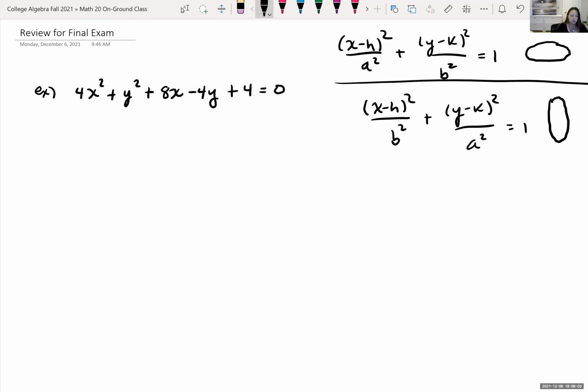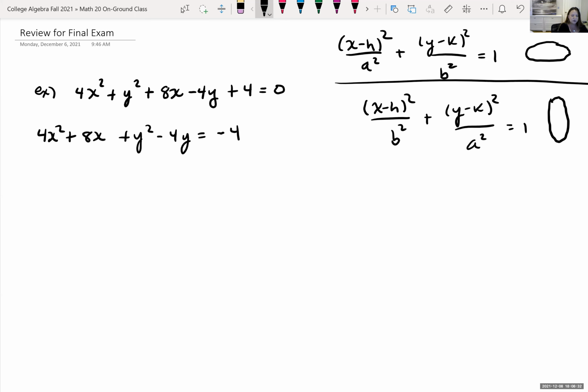So looking at this, let's regroup our x terms together, our y terms together, and get the constant on the other side. And so we have 4x squared plus 8x plus y squared minus 4y equals 0. Oops, and I'm going to subtract 4 on both sides. This actually is equal to -4. I need to complete the square on both the x terms and the y terms.